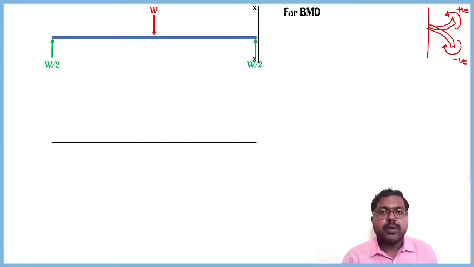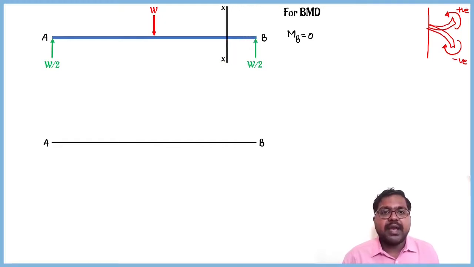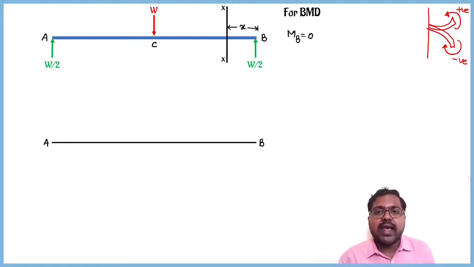Here we know one point: at both the ends or both the supports of a simply supported beam, bending moment will be equal to 0. So MB, which is at the right end or right support, is equal to 0. If I draw the baseline, A, B points, bending moment is always 0. Then I am taking the section somewhere in between B and C, which is at a distance of X from B. Now I want to calculate the bending moment at this section XX.